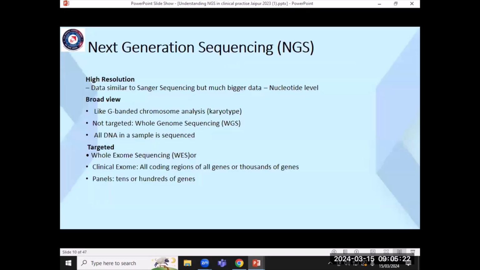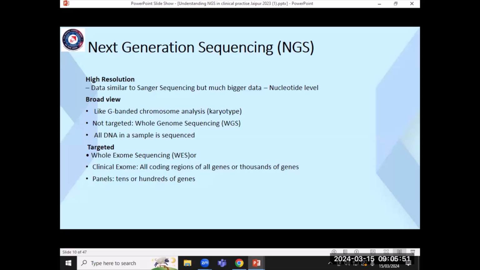So we looked at the high resolution, broad view, and targeted approaches, that is whole exome, clinical exome, and then panels. This is where we have to pay more attention. Whole exome sequencing looks only at the coding regions, that is the exome. We're not looking at the whole genome. And clinical exome is the part that is clinically relevant, where targeted therapies, prognostication or implications are available, or risk prediction can be done.